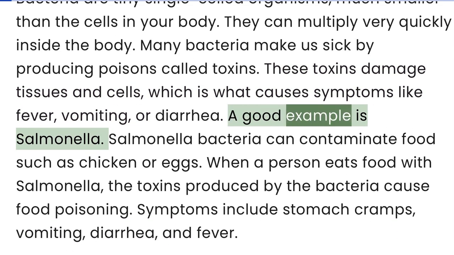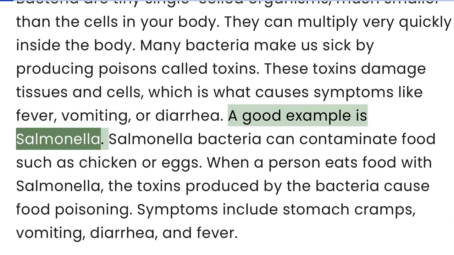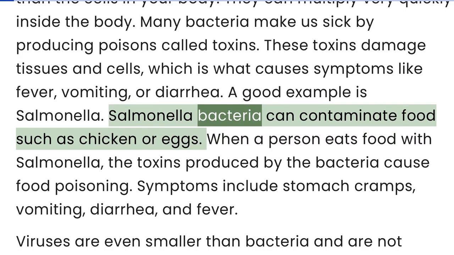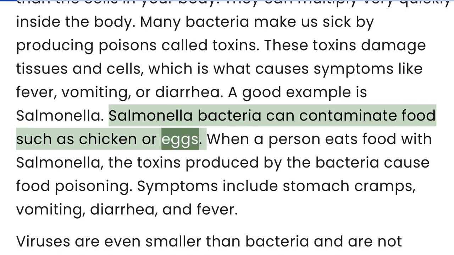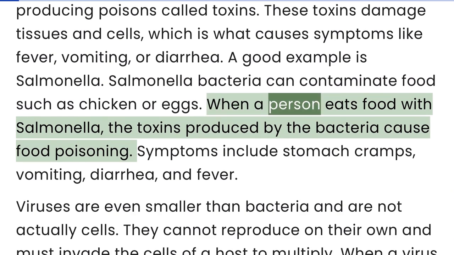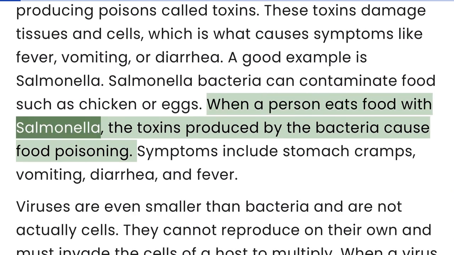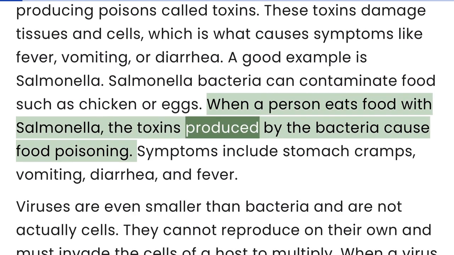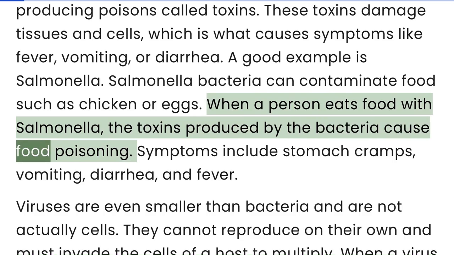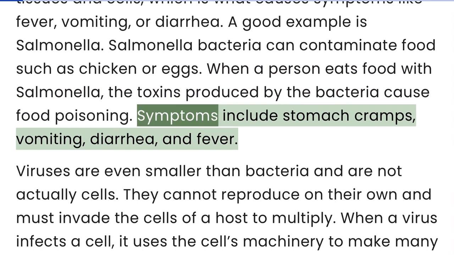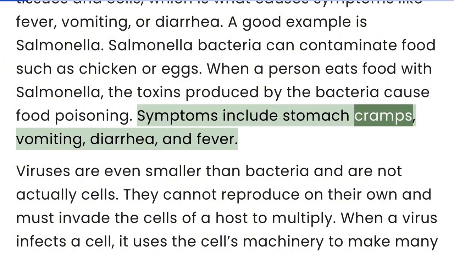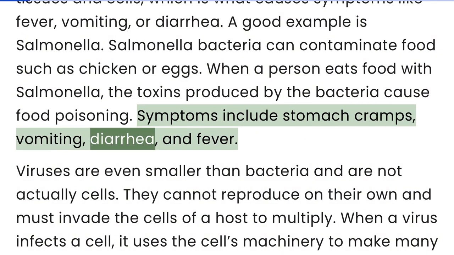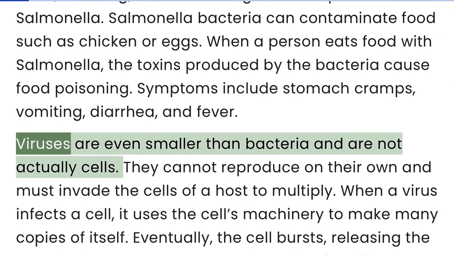A good example is Salmonella. Salmonella bacteria can contaminate food such as chicken or eggs. When a person eats food with Salmonella, the toxins produced by the bacteria cause food poisoning. Symptoms include stomach cramps, vomiting, diarrhea, and fever.